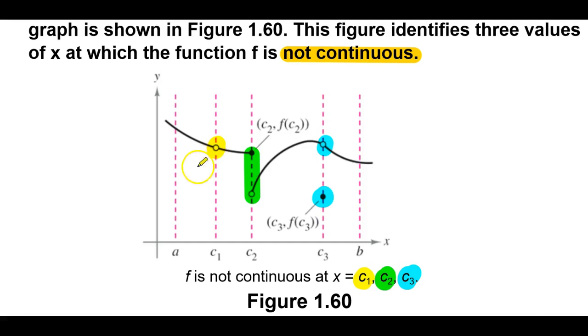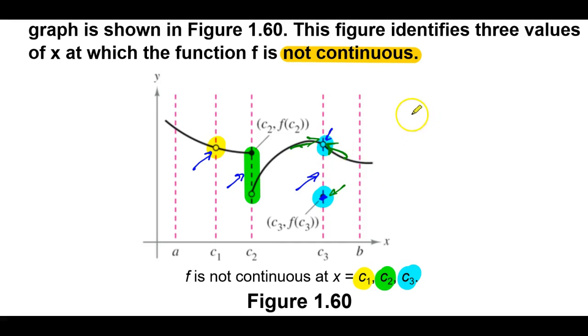So it's discontinuous at a hole. It's discontinuous at a gap. And then this is discontinuous. So even though the function is defined, this is still discontinuous. This function is discontinuous because although the limit from the left is equal to the limit from the right, the function is not defined in the same spot.